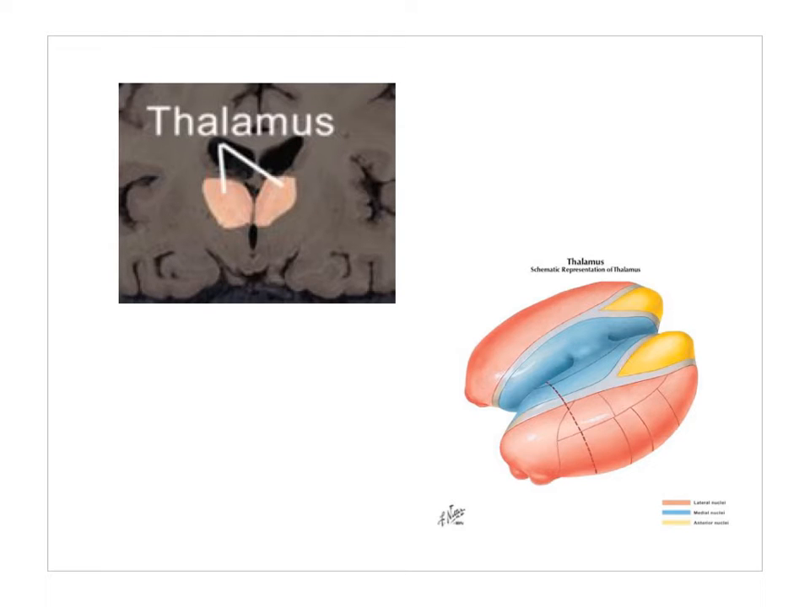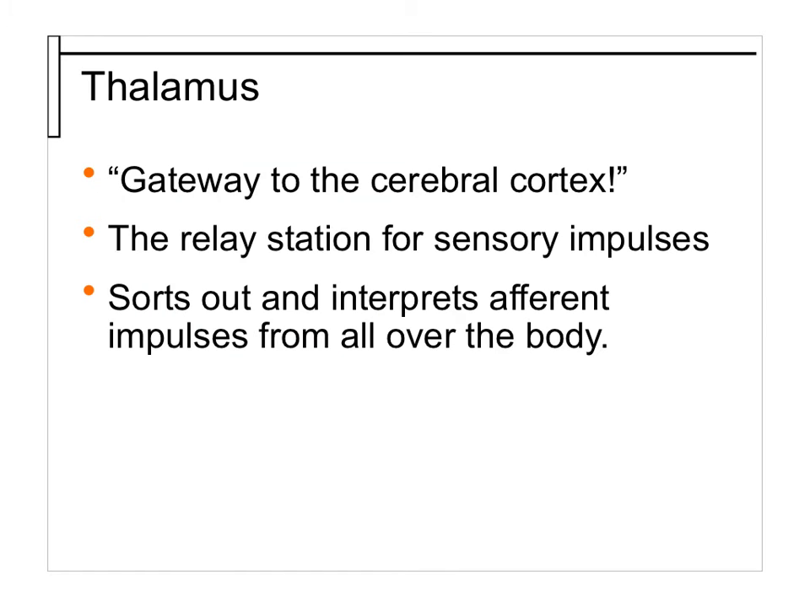So the first part of the diencephalon is the thalamus, and you can see the different parts of the thalamus. It's right there in the brain. It acts as the gateway to the cerebral cortex. So it's a relay station. Sensory impulses come into the thalamus, and then the thalamus sort of sends them out into the appropriate area of the brain for interpretation.